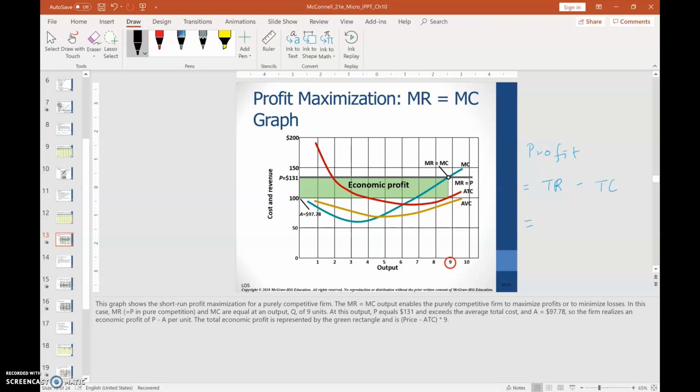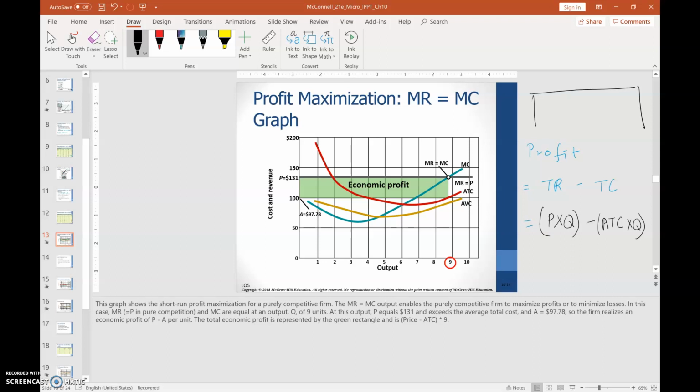Hey everyone, in this section we will go over three different scenarios of profit maximization, loss minimization, and a shutdown case. Profit is defined as total revenue minus total cost. Total revenue is price times quantity. Total cost is average total cost times quantity.